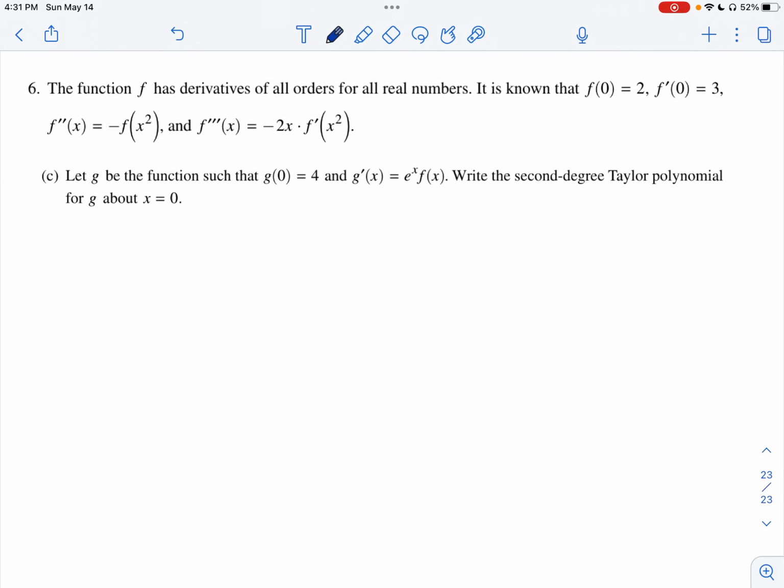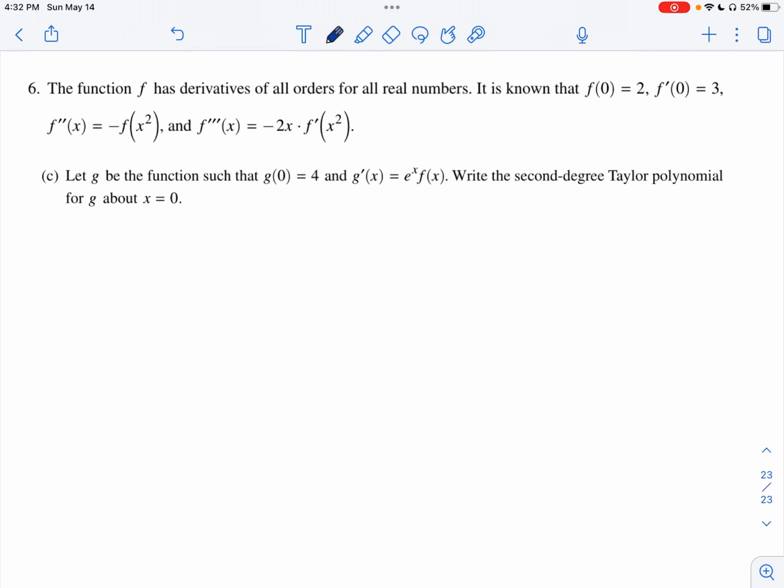So for this one, we're again being told that our function has derivatives of all orders at all real numbers. And again, they're restating all the conditions. Part C: let g be some function where g of 0 is equal to 4 and g prime of x is equal to e to the x times f of x. Okay, so we've got to do a little bit here.